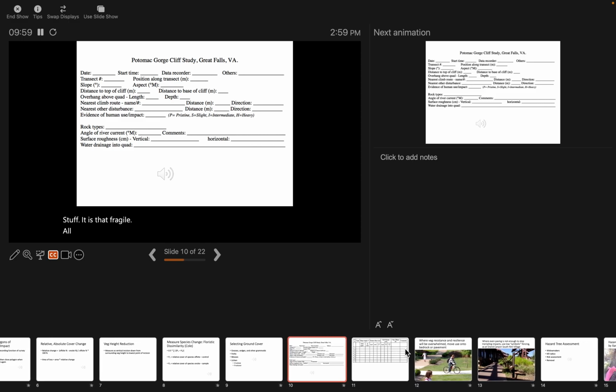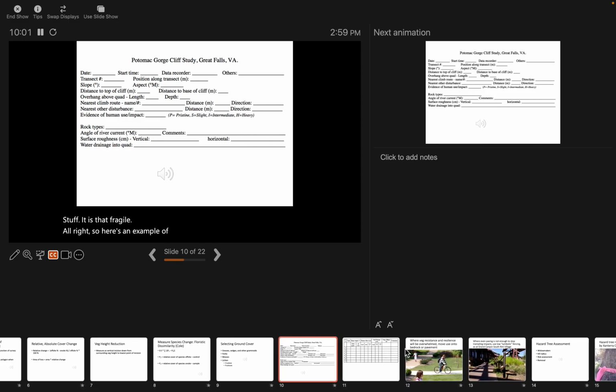All right, so here's an example of one study we did in Washington, D.C. at C&O Canal National Historic Park. The Potomac River runs through there, and this is the just copy-pasted field data sheet that we used for capturing impacts to the cliff vegetation, things that were growing in little cracks and pockets that climbers sometimes want to clean out with bleach or a wire brush to develop extra handholds for developing a climb.